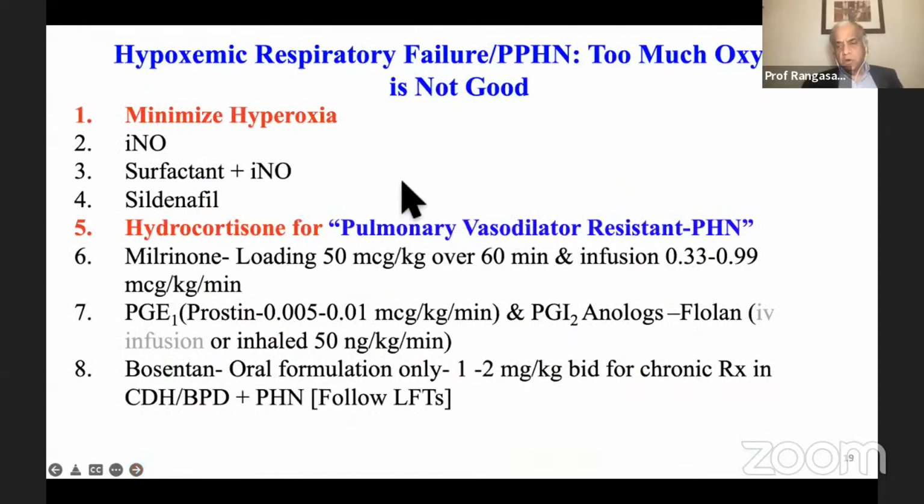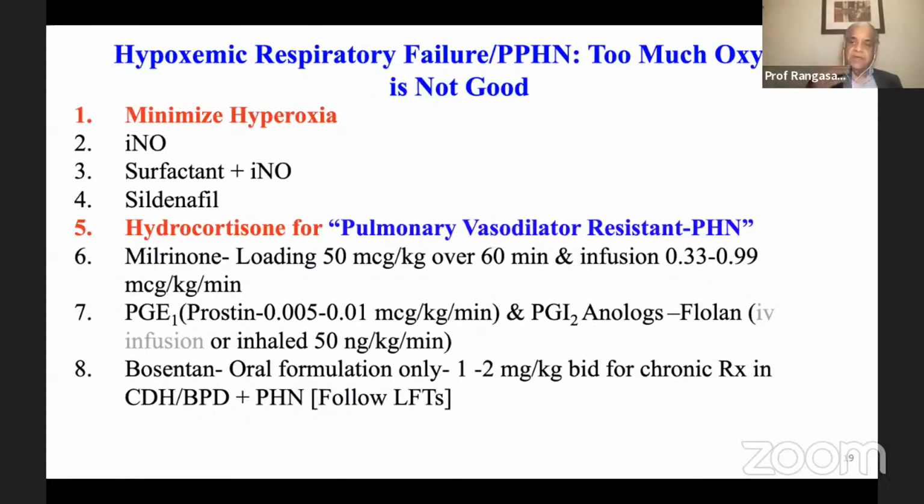So how do we approach the management? First thing is to minimize hyperoxia. You heard a lot about problems with high oxygen, nitric oxide, or a combination of surfactant with nitric oxide. I'll tell you why we have to think about using surfactant before we even give nitric oxide. Sildenafil, in countries and places where you don't have nitric oxide, is a good alternative. Or if you are trying to wean the baby off nitric oxide, then you could use sildenafil.